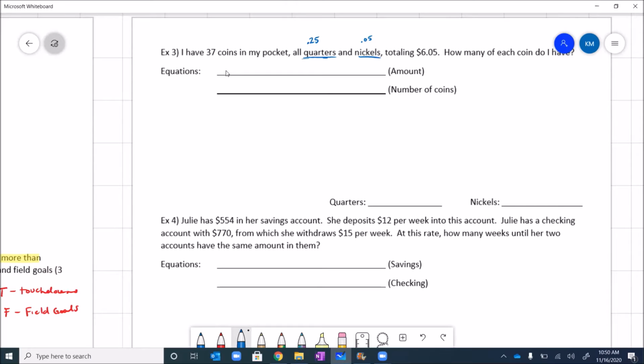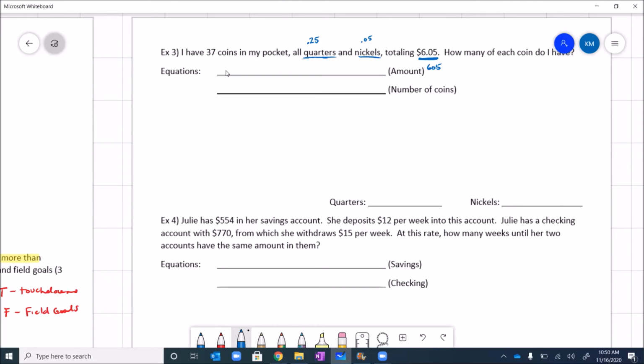Okay, so there's two ways to do this. You can either be really careful about that, or you can think of everything as just cents, and that helps us out a little bit too. So I like to think of everything as just cents. Even this, instead of saying $6.05, I'll just say 605 cents.